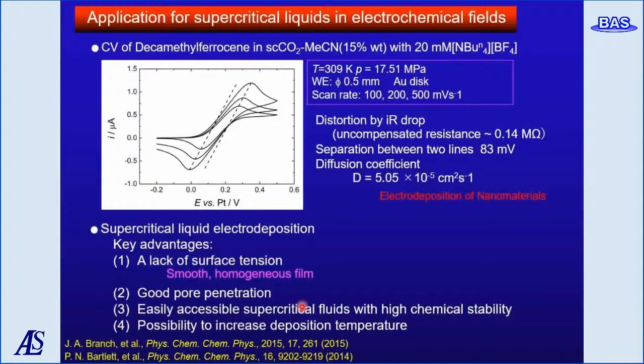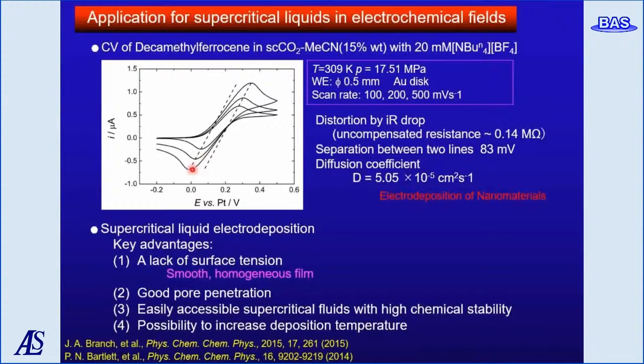I'd like to present some examples of application of supercritical fluid in electrochemistry. First, this figure shows an example of CV measurement of decamethylferrocene using supercritical fluid as a solvent. The temperature is 309 Kelvin and the pressure is 17 megapascal. The working electrode is a gold electrode with a diameter of 0.5 millimeters. Reversible waves with large peak spacing are observed.